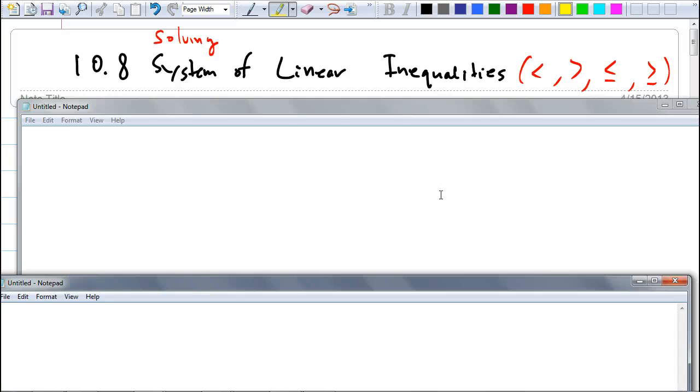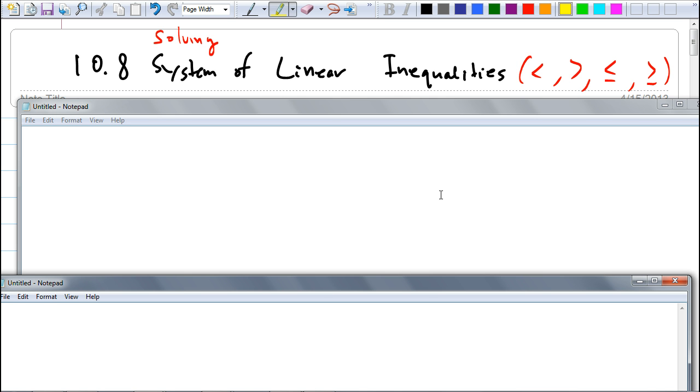Okay, today we're going to solve systems of linear inequalities. Okay, how do we do that? Well, this is very similar to what we did with systems of linear equations. You guys remember? That's what we've been working on all this time, right? And we learned many different methods.